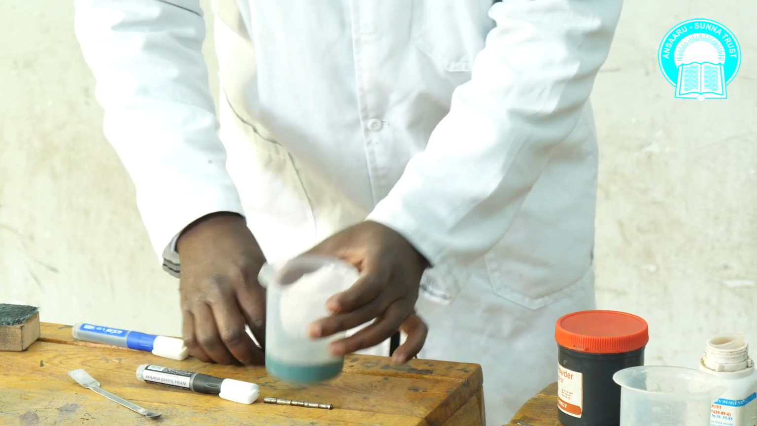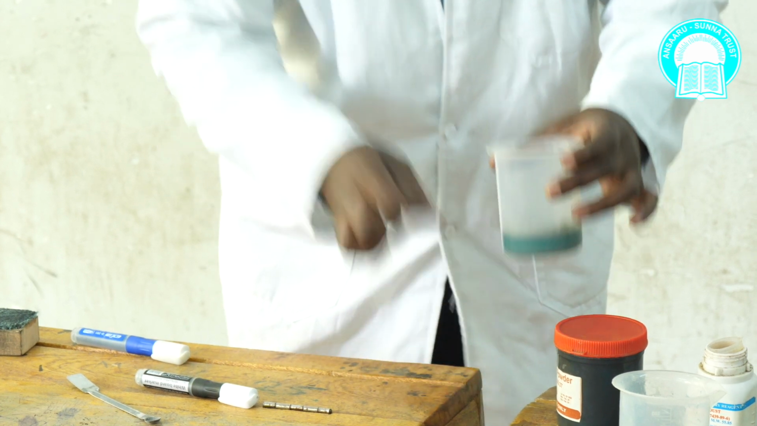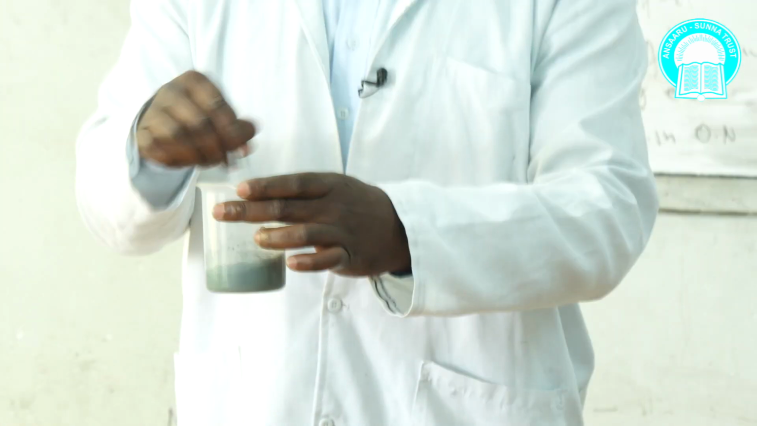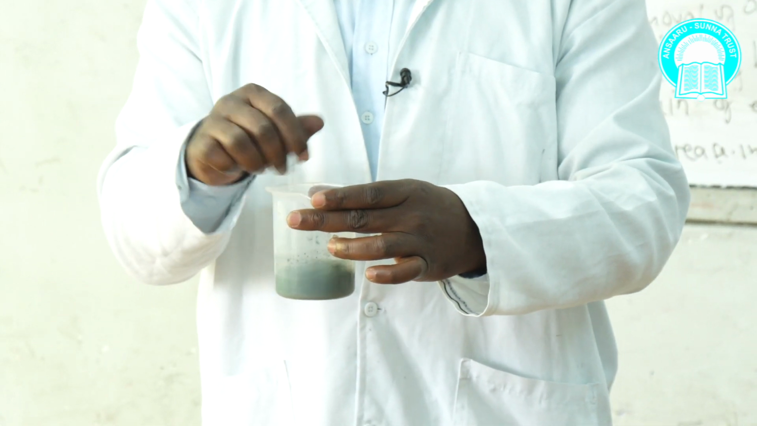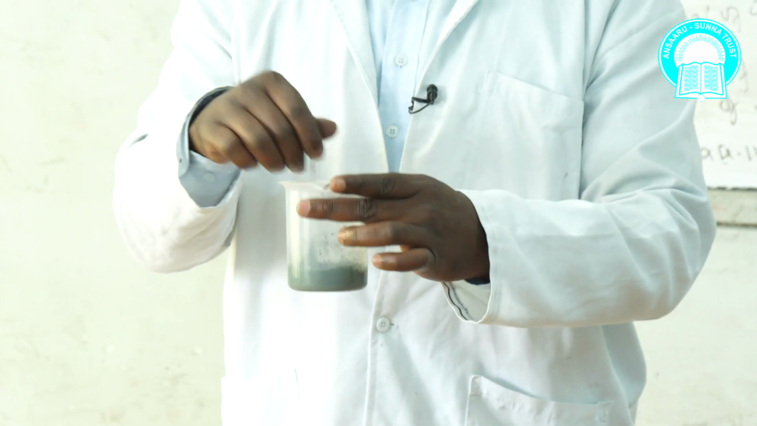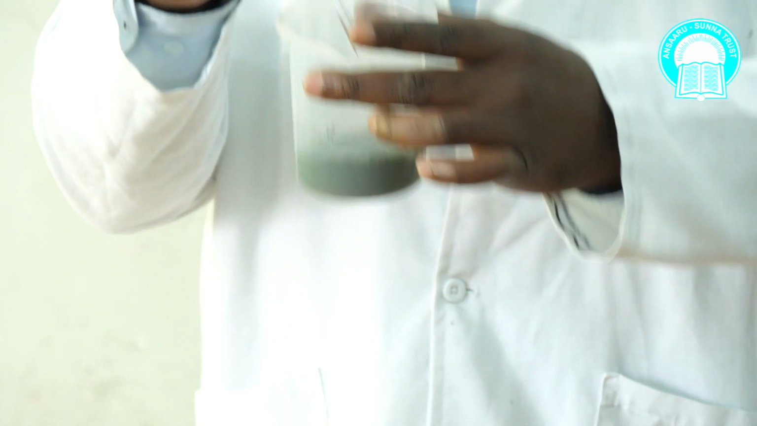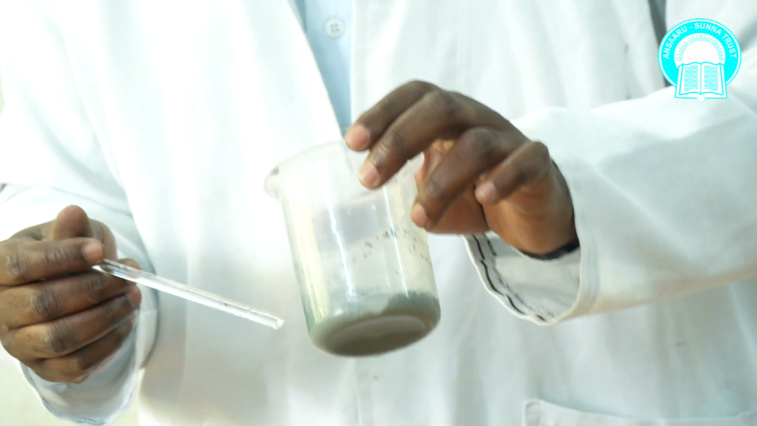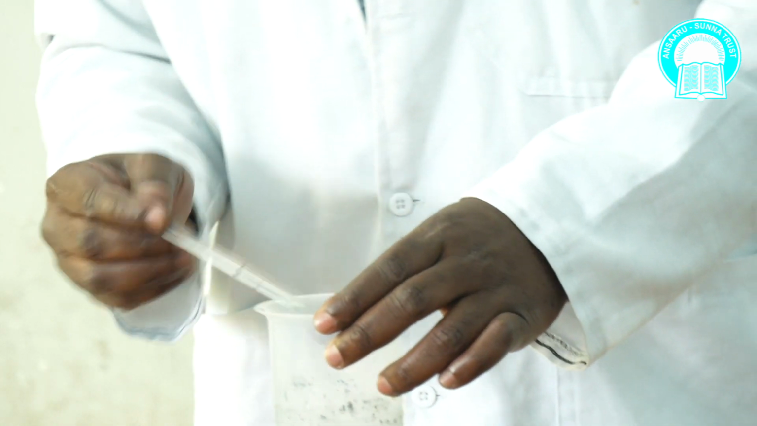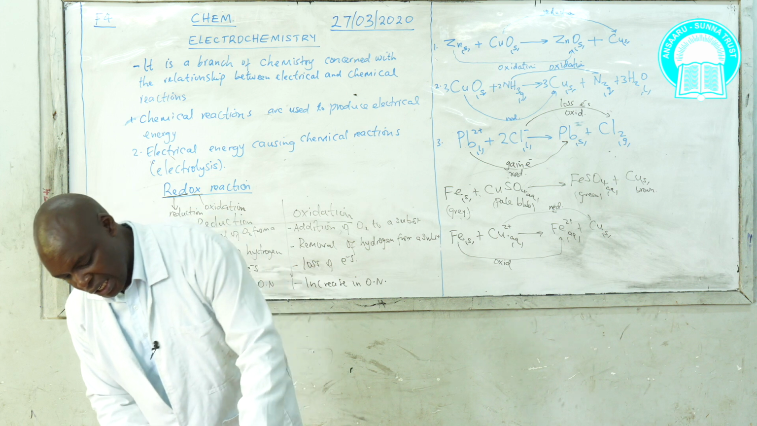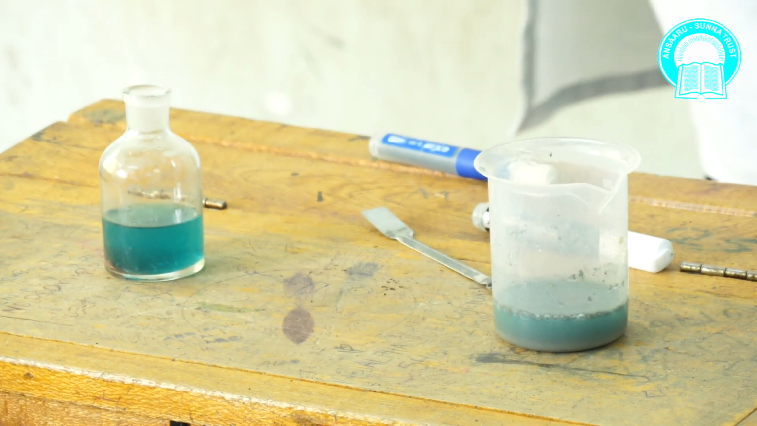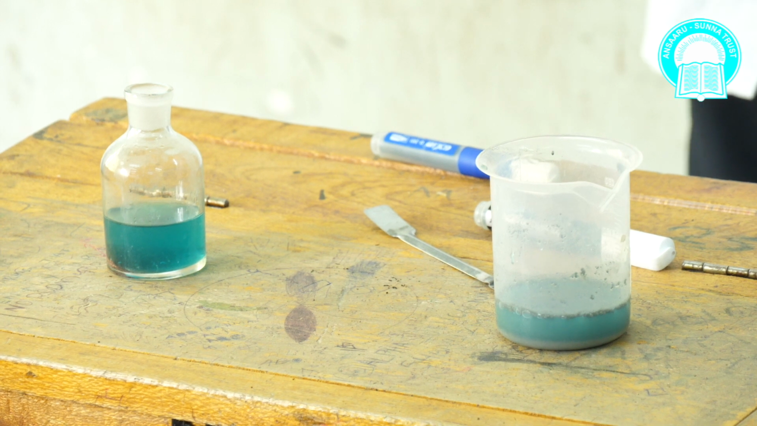With the zinc, I'm going to stir the mixture using a glass rod, and then I will allow it to settle so that we can see whether there is a change in color in that solution, and then also be able to account for that change in color of the solution.